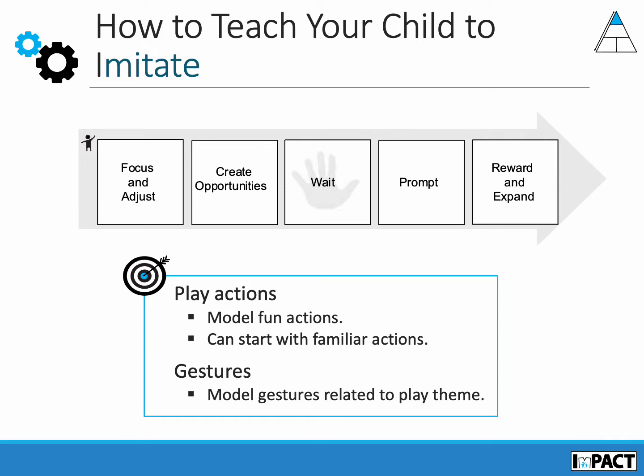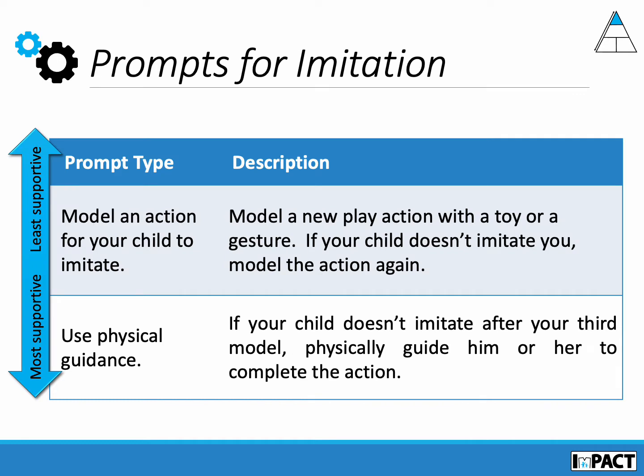You can also model gestures that are related to your child's play. For example, if your child is pushing the car, pantomime driving a car and say vroom. You will use two different types of prompts to help your child imitate. Since you are trying to encourage your child to match your behavior, you will repeat the model as a prompt rather than use a verbal instruction.